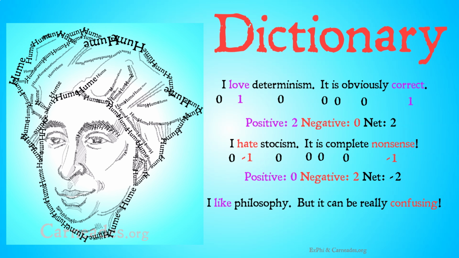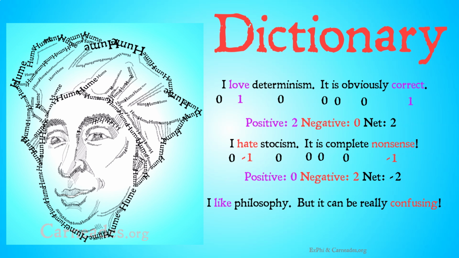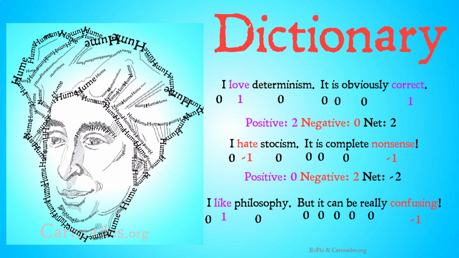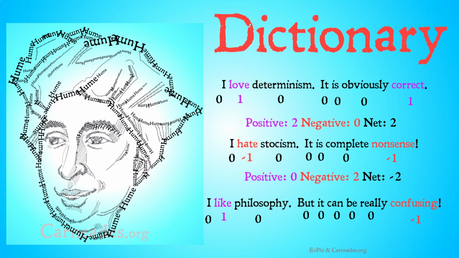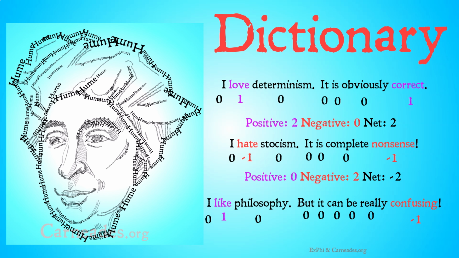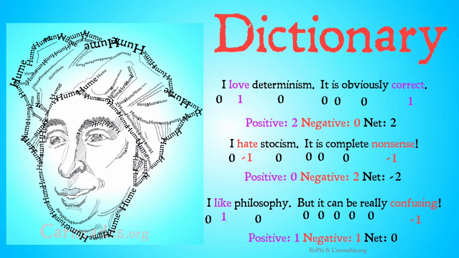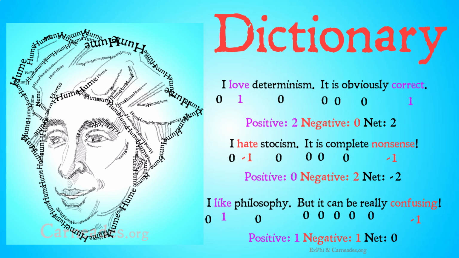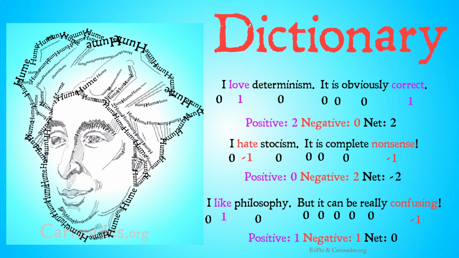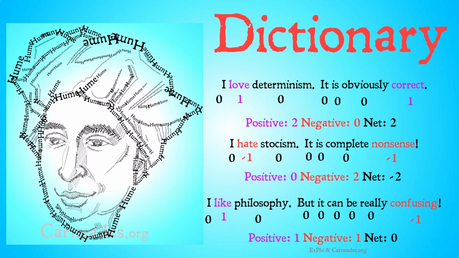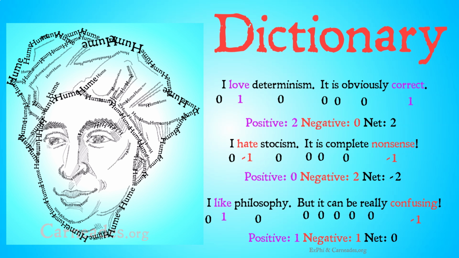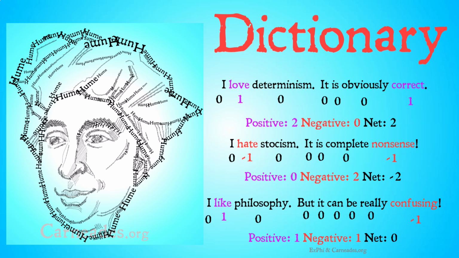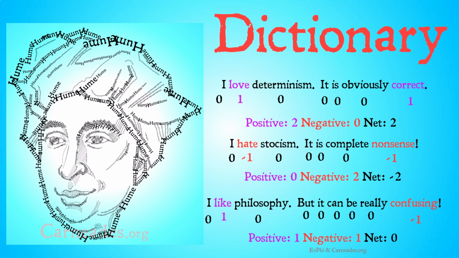And finally, you could have a tweet like this: "I like philosophy, but it can be really confusing." Here we clearly have one positively coded word and one negatively coded word, and so we would have one positive and one negative. So if you're counting those separately, you could distinguish them. But if you're only counting the net, it would be the same as a tweet or a statement that was completely neutral. So that's the basics of how dictionary sentiment analysis works.